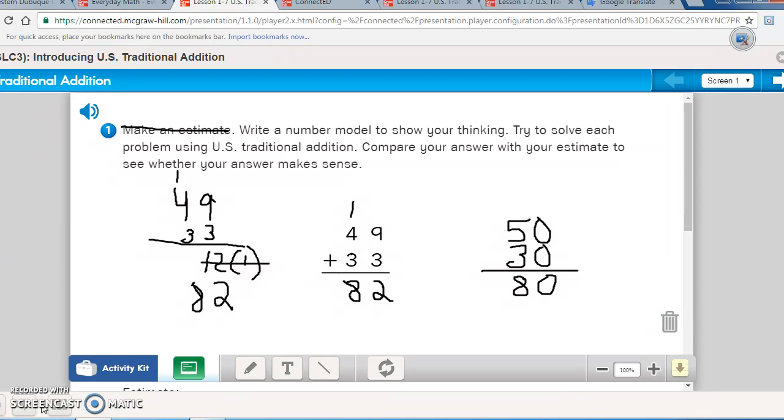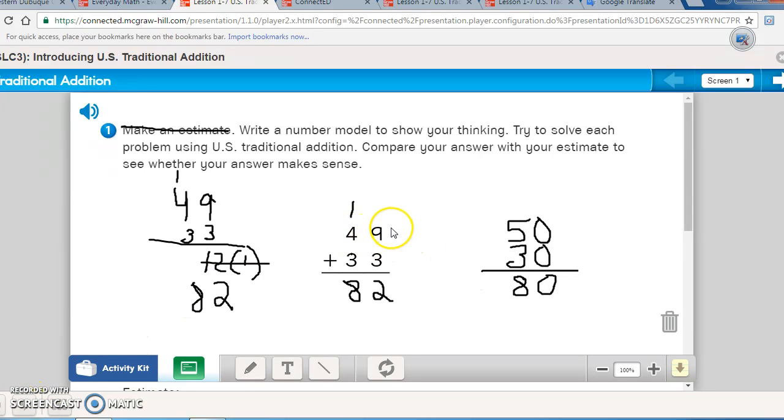So, I want you to write a number model to show your thinking. Try to solve each problem using traditional addition. Compare your answer with your estimate to see whether your answer makes sense. So for this first one, your 2 numbers are 49 plus 33.